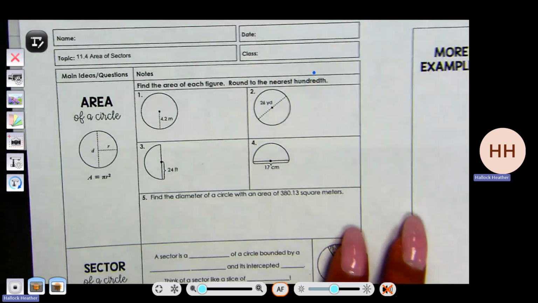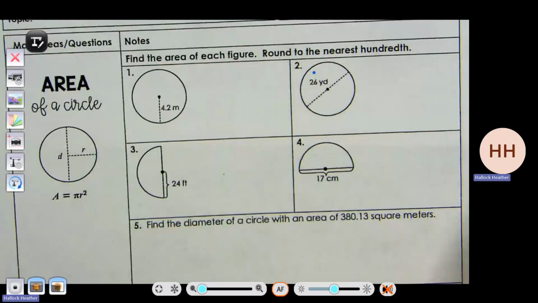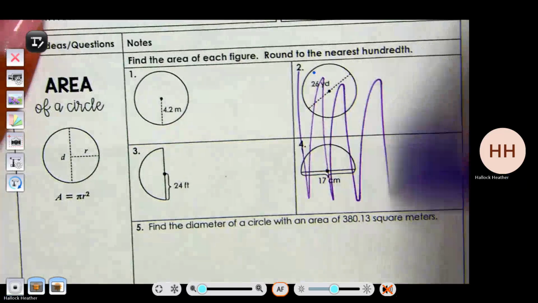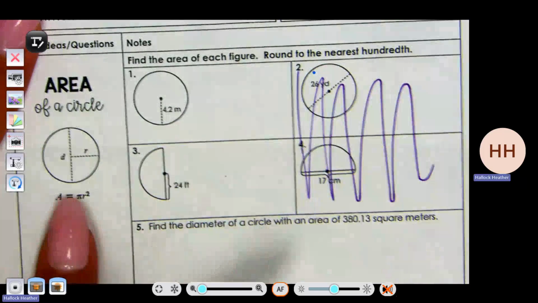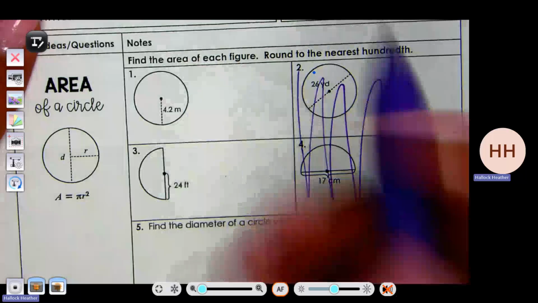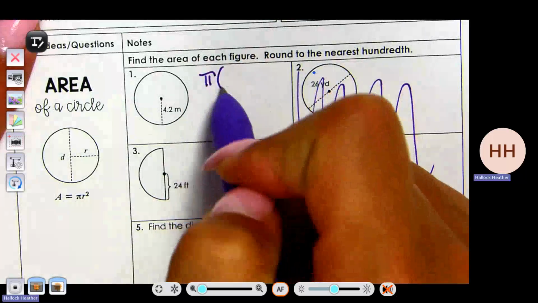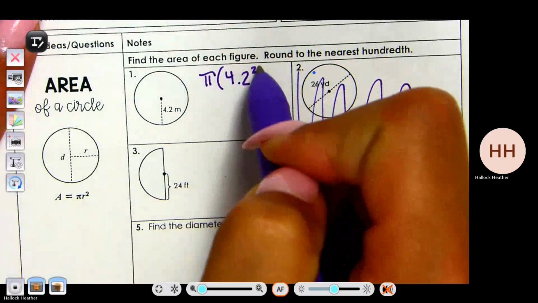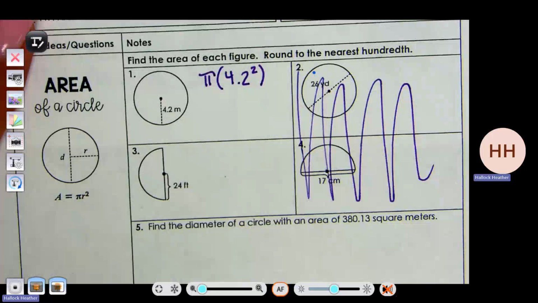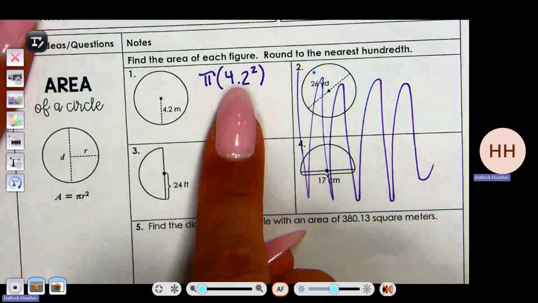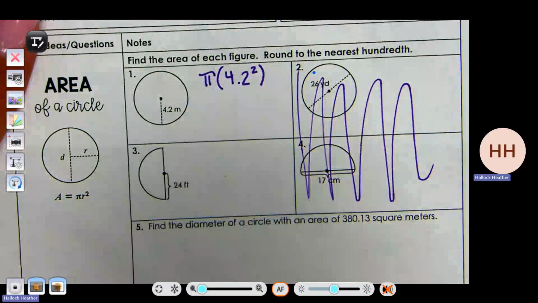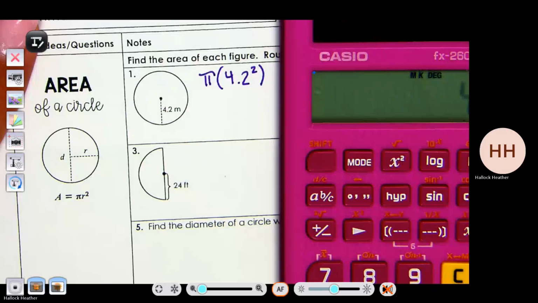So numero uno, let's start with something basic. I'm finding the area of this circle. Pi r squared. What's my radius? 4.2. Don't forget to square it. So in the calculator, PEMDAS for life, you got to do exponents. So take your calculator, 4.2 to the power of 2. You're going to times by the pi button.